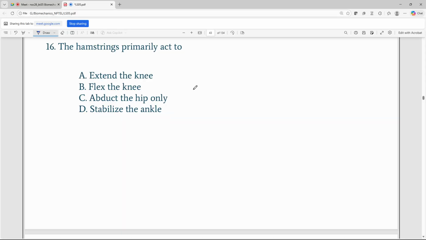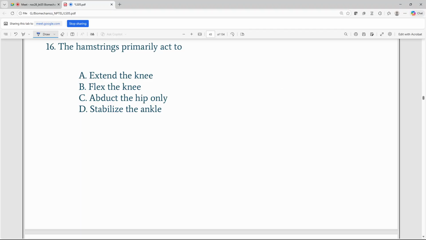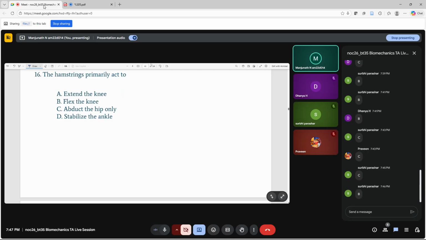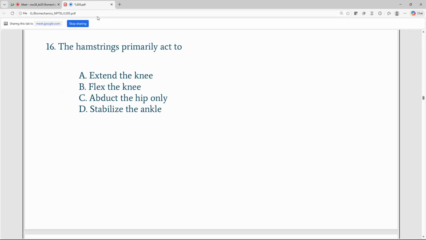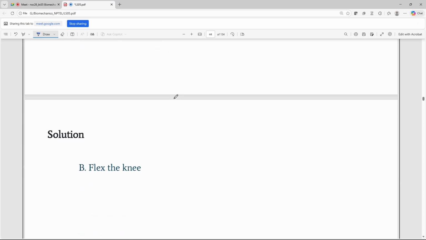So this is simply asking what is the primary function of hamstring muscles. So here you can simply eliminate option D. From the other three you only need to choose. The correct option is option B, that is to flex the knee.